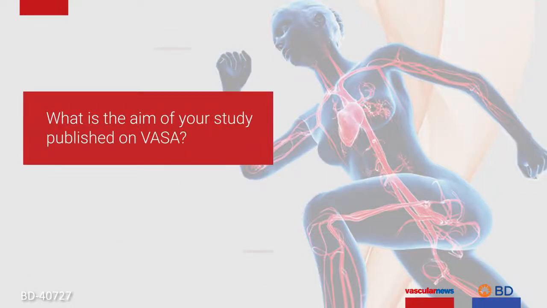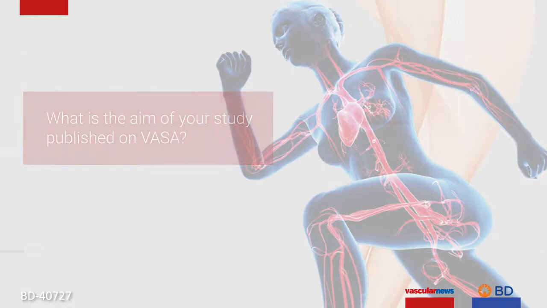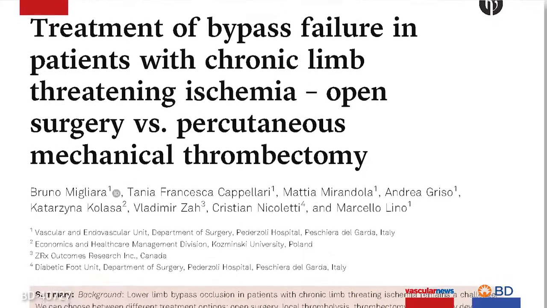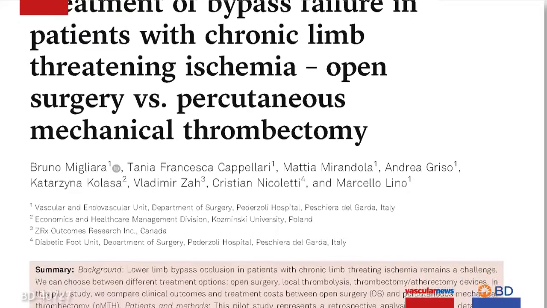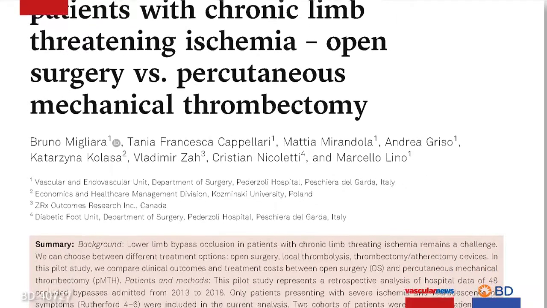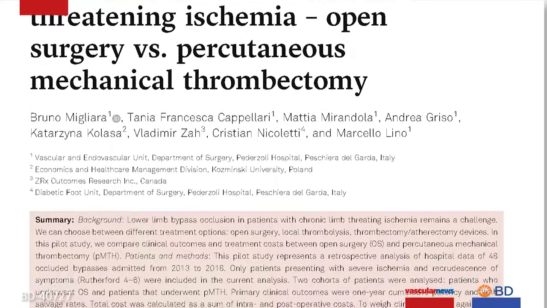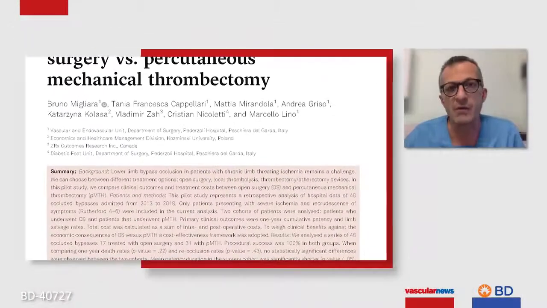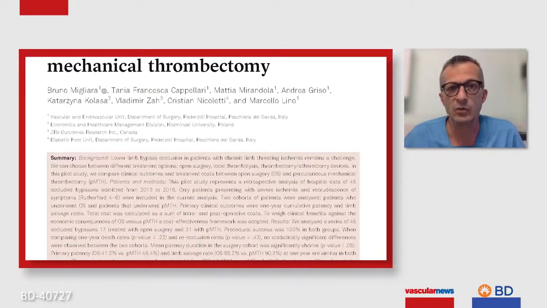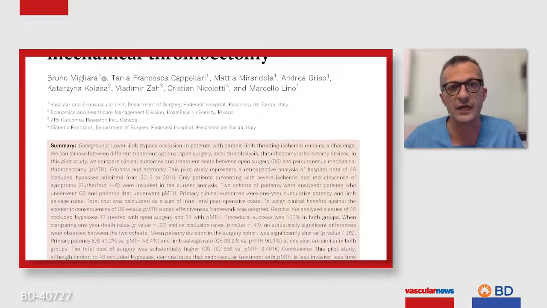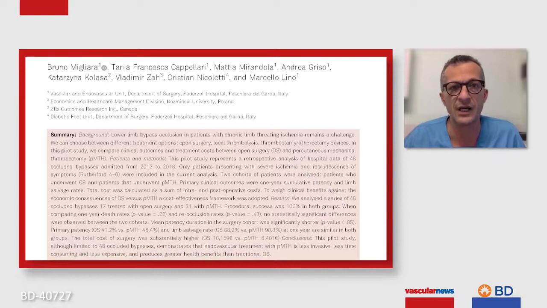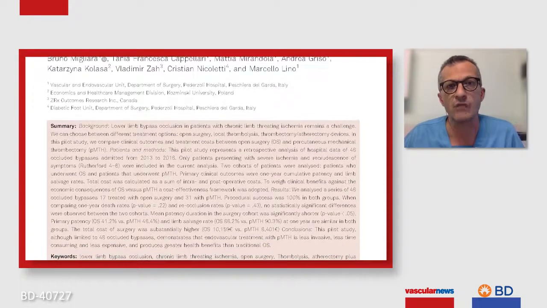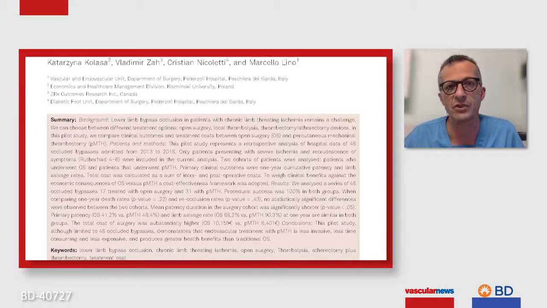What is the aim of your study published on VASA? We published a paper on VASA focused on evaluating the clinical effectiveness of Rotarex S in patients with CLTI and bypass failure. The aim of this study is to compare open surgery and mechanical arteriothrombectomy devices in patients with acute, subacute and chronic bypass occlusion, considering not only the clinical outcomes but also the treatment costs.